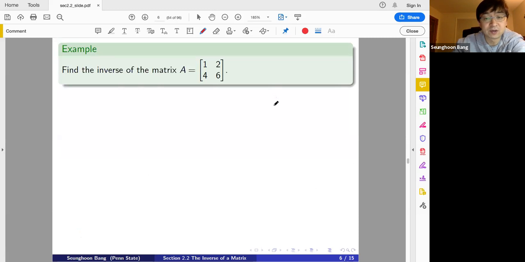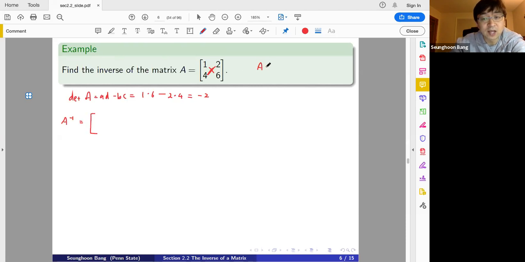Find the inverse of matrix A. How can you find the first one? First, the determinant of A. AD minus BC: AD is 1 times 6, minus BC, 2 times 4. So we have negative 2. This is the determinant of A. Now, the inverse of A.